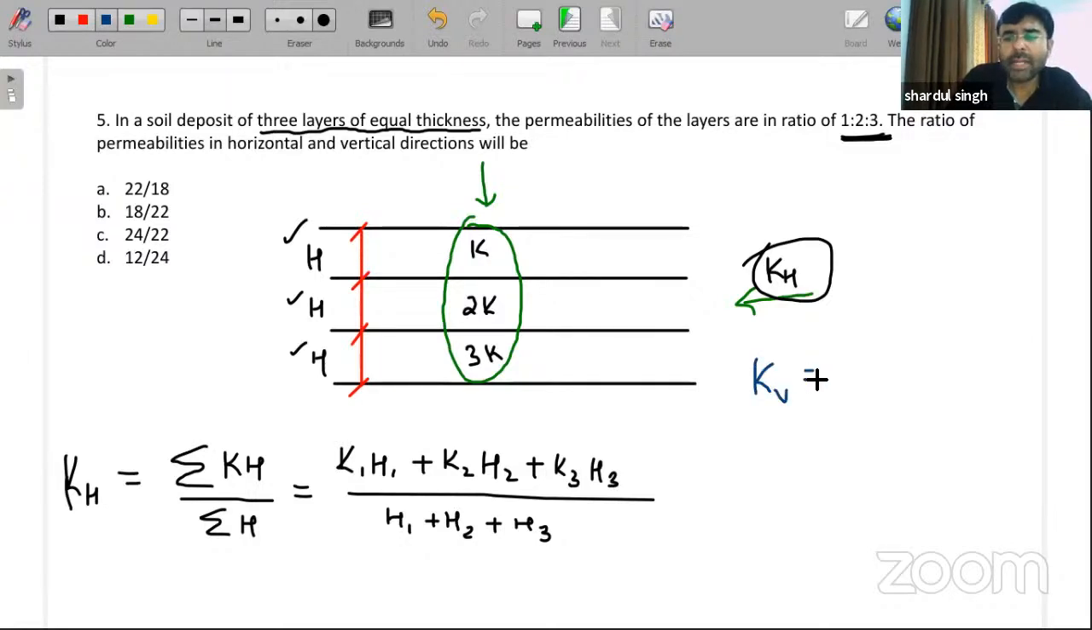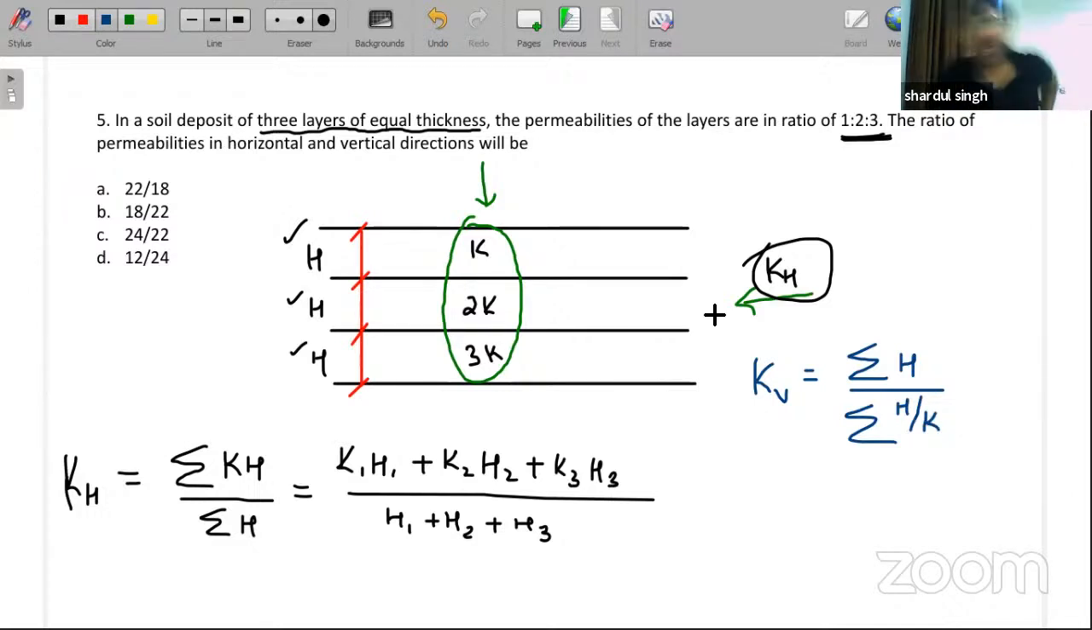Let us write it as KV. It is equal to summation of H upon summation of H by K. This was the formula to calculate the permeability when the flow is perpendicular to the bedding plane, that is KV. So you have to calculate these two values, KH and KV, and then take out the ratio of these two permeabilities.